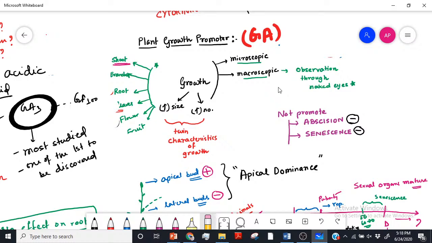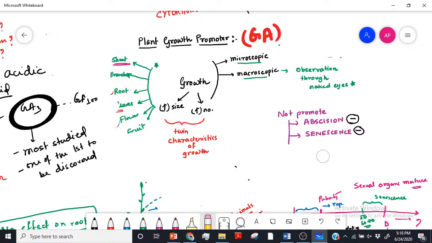Can you identify this part, the plant growth regulator part that we were discussing the previous day? Yes or no? Now over here we will discuss things. I'm not understanding what you're trying to say basically.